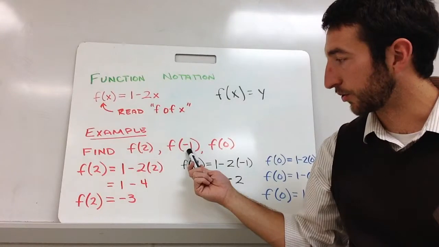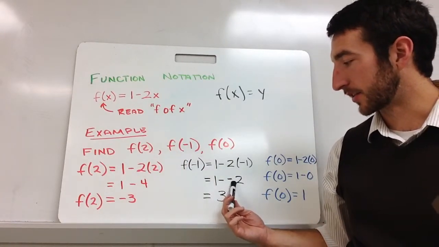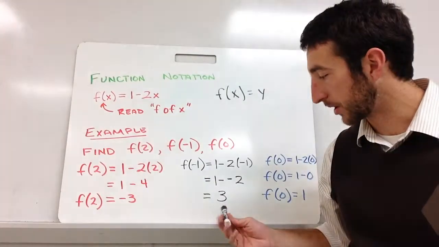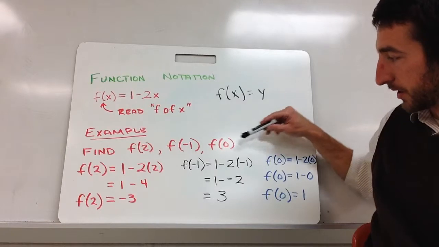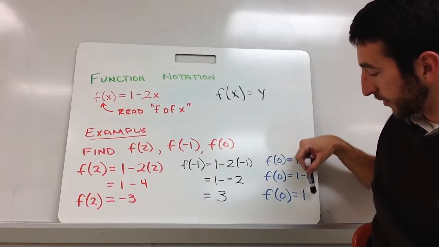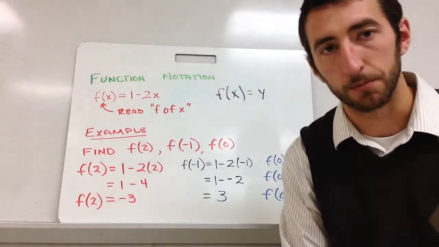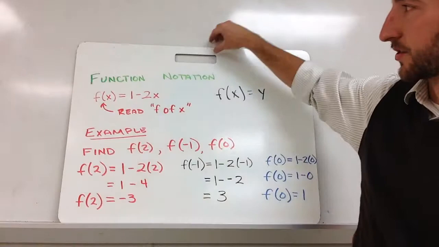It works the same if I do f of negative 1. Sub in the negative 1, multiply, and get minus a negative. Remember, minus a negative makes it a plus, so that gives you positive 3. And then if we sub in a 0 for x, that's 2 times 0, so 1 minus 0 is equal to 1. So that's just the basics of function notation. We can also apply this to a graph.